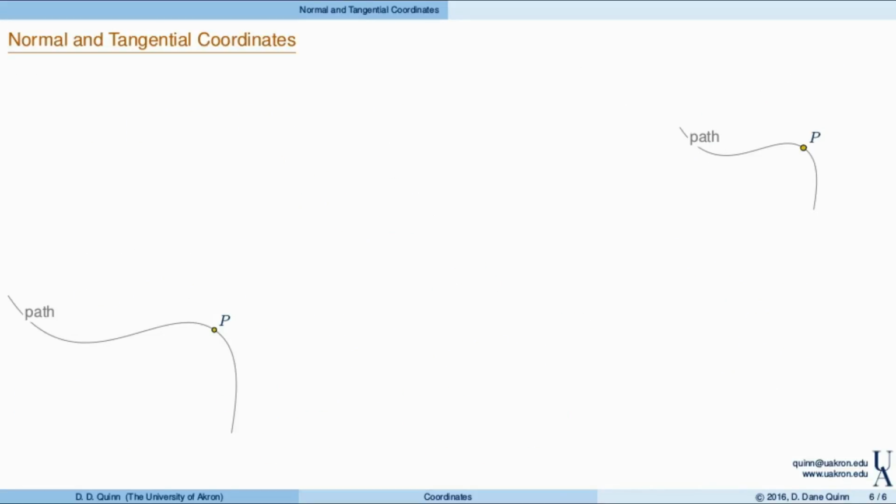Our previous two sets of coordinates were based on the position. So we used the position to define, say, x and y, or r and theta. But we can also base coordinates on the velocity. And those are referred to as normal and tangential components. So the velocity here can be defined in the following way.